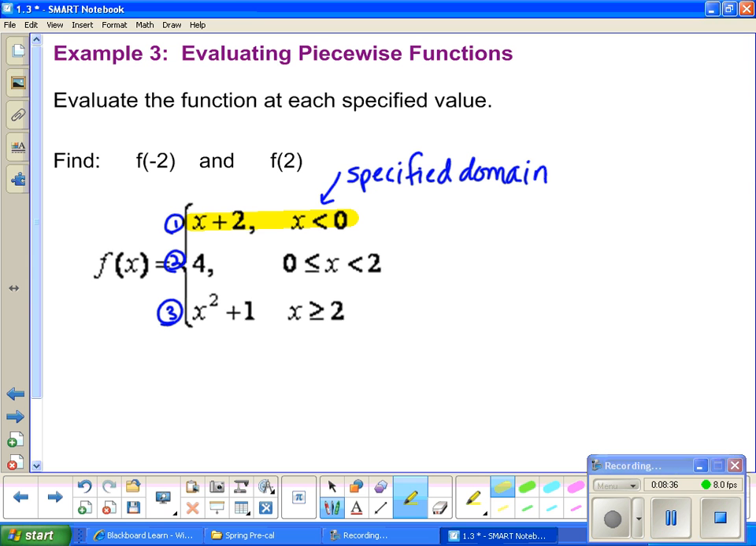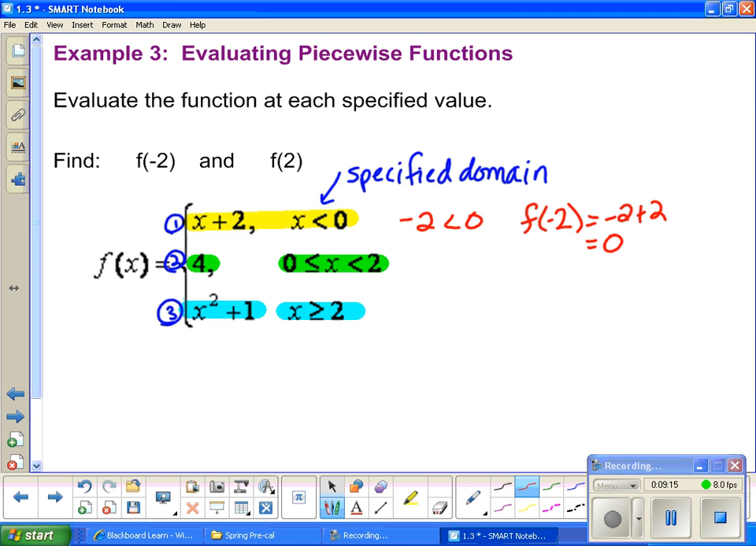So, in this piecewise function, if x is less than 0, I use this function. If x is greater than or equal to 0 but less than 2, my function is equal to 4. If x is greater than or equal to 2, my function is x squared plus 1. So when I go to evaluate f of -2, I'm going to use the first equation because -2 is less than 0. So I plug it in, or substitute, into the first equation. So f of -2 is equal to 0.